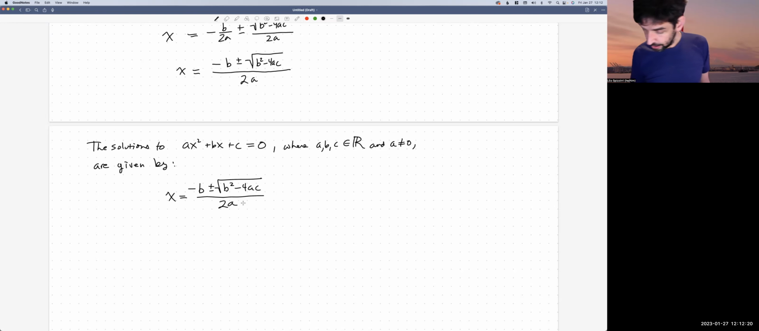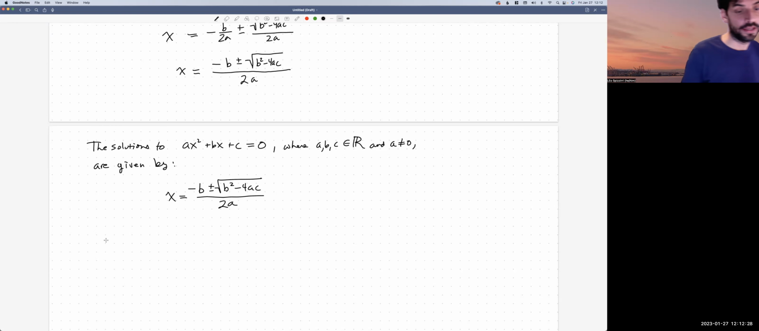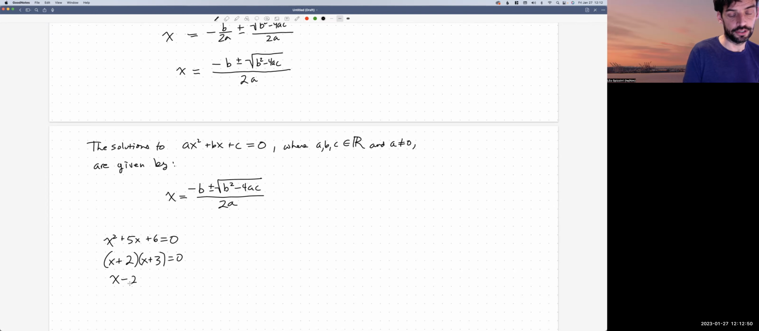So let's look at a couple of examples. For instance, let's look at one of the first examples we looked at, x squared plus 5x plus 6 equal to 0. This was in an earlier video. And we factored this into x plus 2, x plus 3 equals 0 to find two solutions: x equals negative 2 or x equals negative 3.